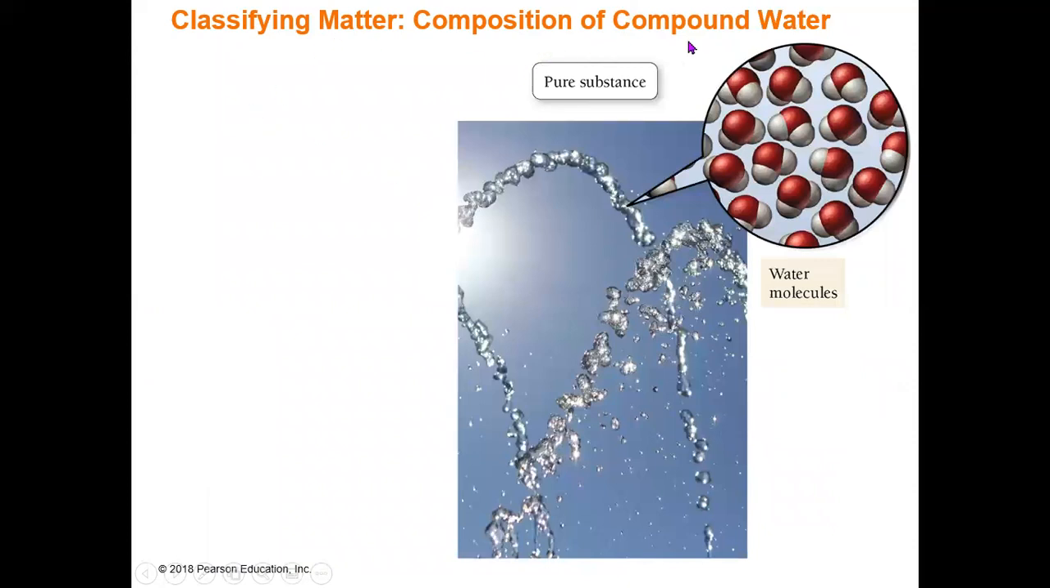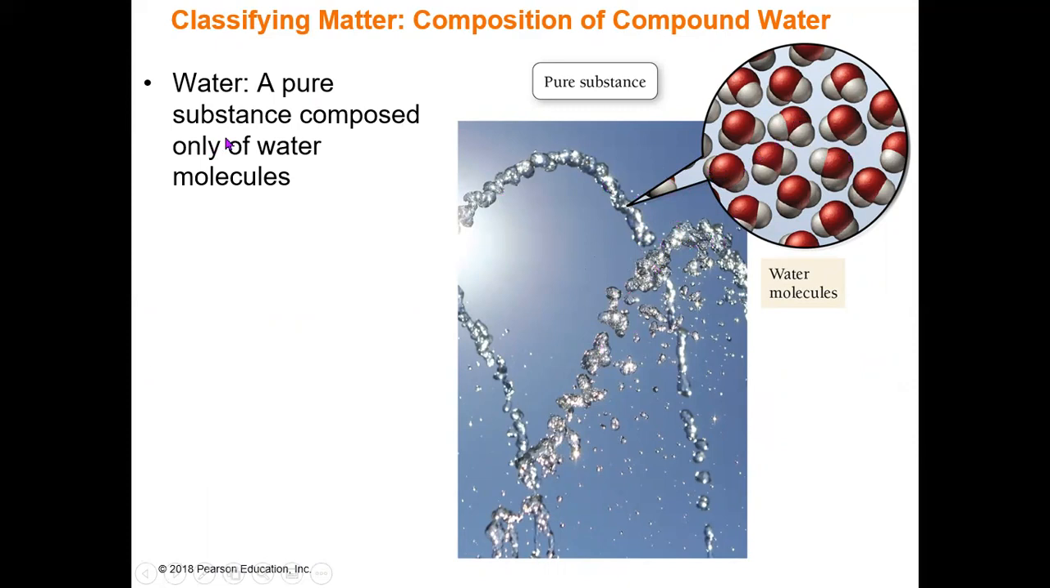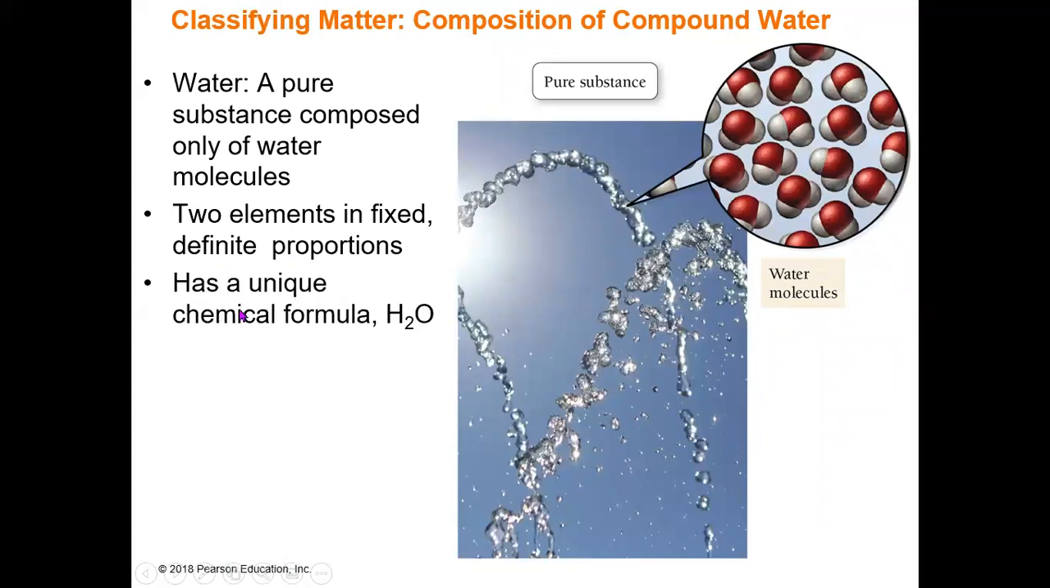Classifying matter, composition of compound water. And this picture is the water. So in the water, we have the water molecules, H2O, so 2 H, 1 O. Water is a pure substance composed of only water molecules. Two elements are fixed in definite proportions, and it has a unique chemical formula, H2O.